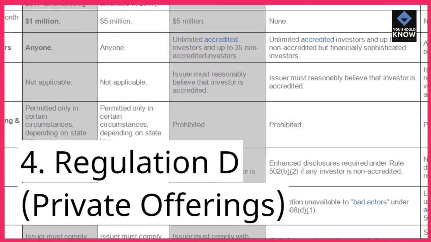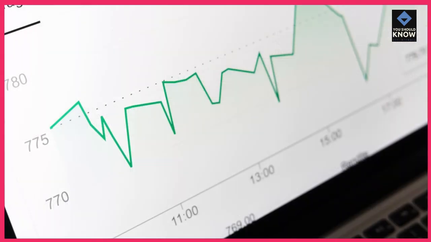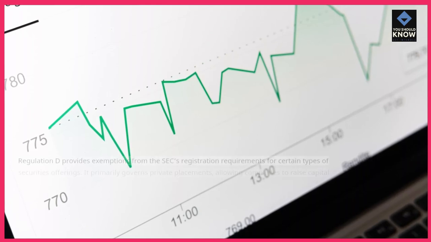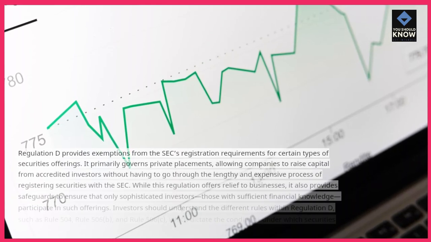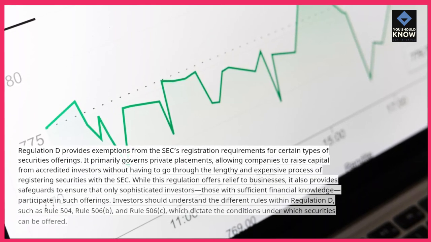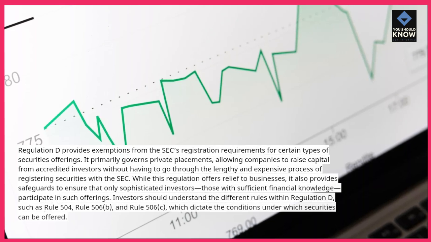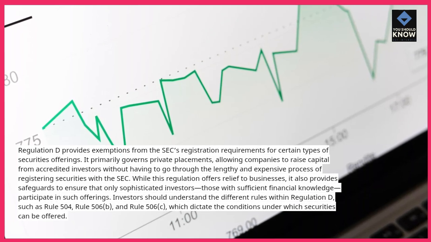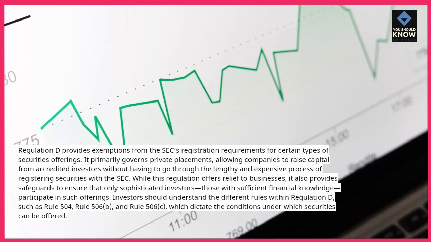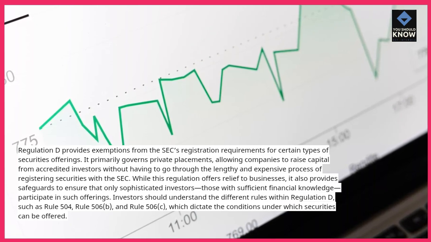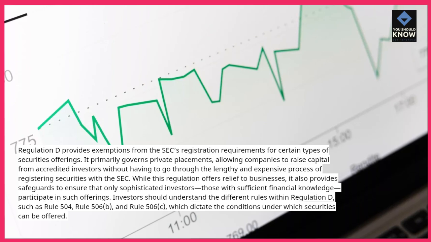4. Regulation D, Private Offerings. Regulation D provides exemptions from the SEC's registration requirements for certain types of securities offerings. It primarily governs private placements, allowing companies to raise capital from accredited investors without having to go through the lengthy and expensive process of registering securities with the SEC.